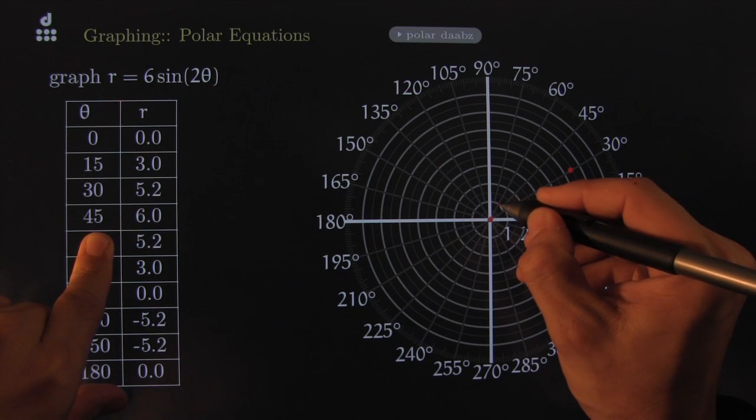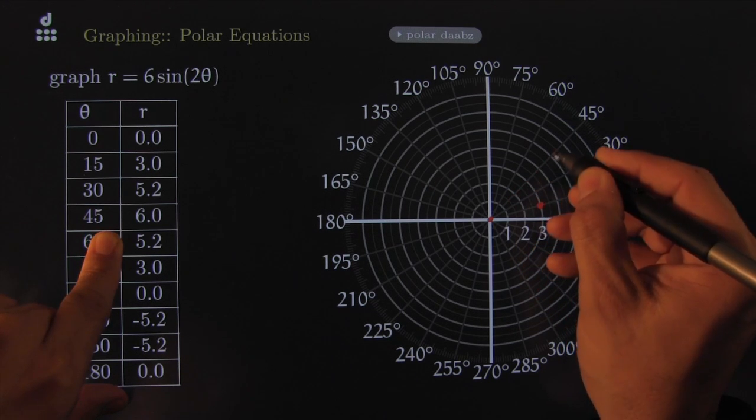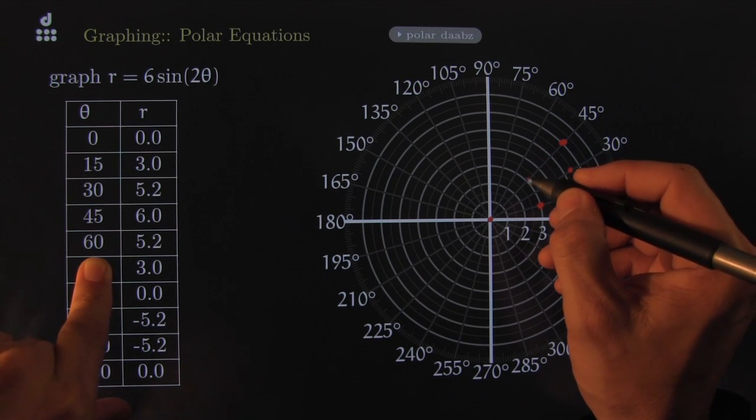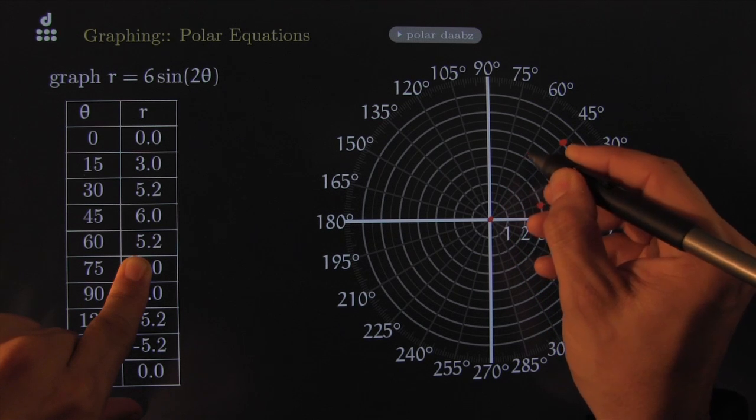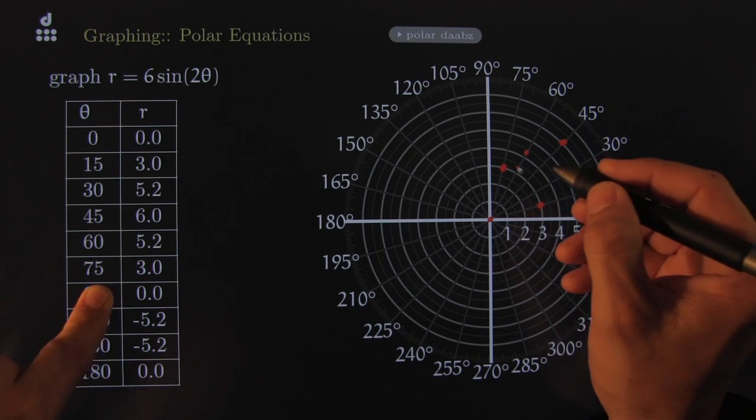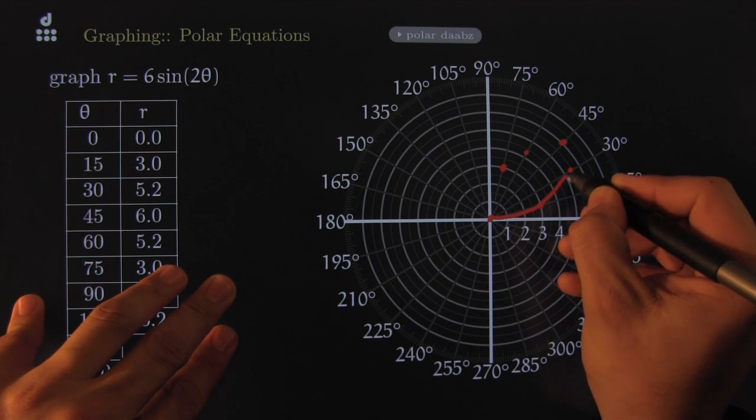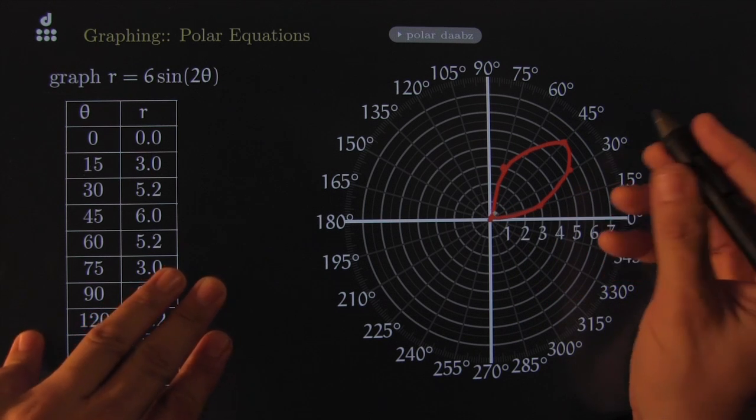At 45 you have 6. 1, 2, 3, 4, 5, 6. At 60 you have 5.2. 75 you have 3, 1, 2, 3. And 90 you have 0. So what you've done so far is you've traced out something that resembles this sort of shape.